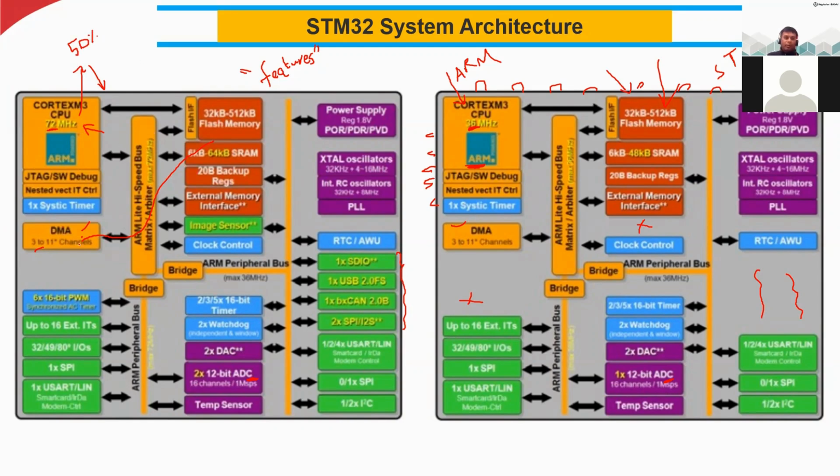So we want direct memory access. That is the concept of direct memory access. So we have these DMA blocks. This really helps us to speed up and achieve high performance, and also to achieve low power. Okay, that's all about the architecture of the STM32 microcontroller.